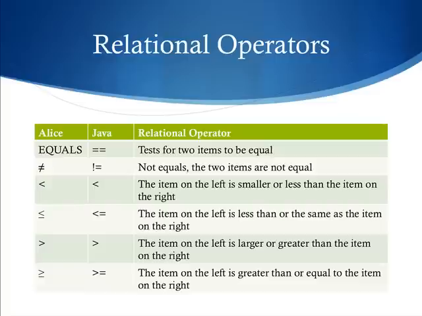Not equals, on the other hand, is a little bit different. In Alice, it's an equal sign with a slash through it. In Java, it's an exclamation point, which we'll learn is not later, and the equal sign. Again, no space between the exclamation point and the equal sign. And it means the two items are not equal, or they're not the same. They don't contain the same values.